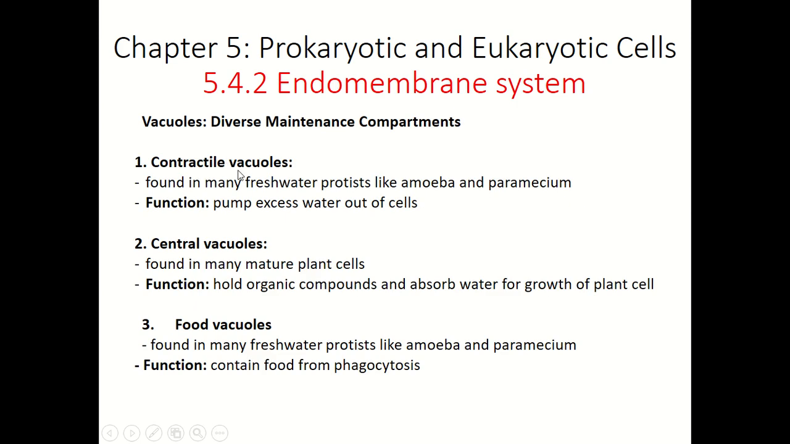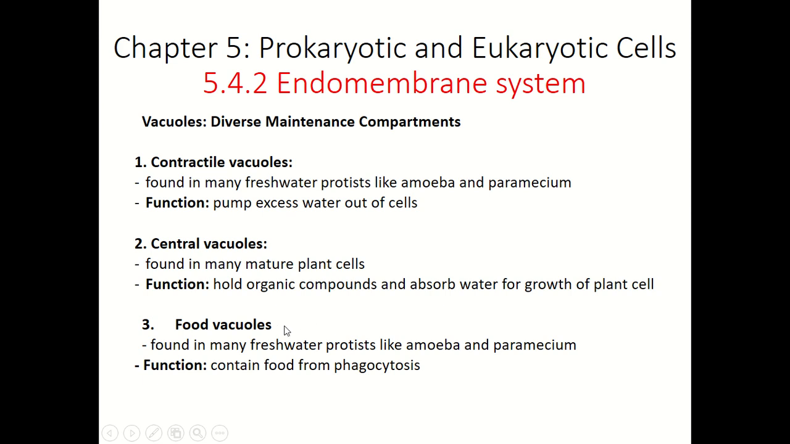First, the contractile vacuole is found in many freshwater protists like amoeba and also paramecium. Their function is to pump the excess water out of the cell. So usually you can find it in single-celled organisms such as the protists. And then we have the central vacuole. The central vacuole can be found in many mature plant cells, and its function is to hold the organic compounds that are produced through the process of photosynthesis, and it will help to absorb water for growth of plant cells.